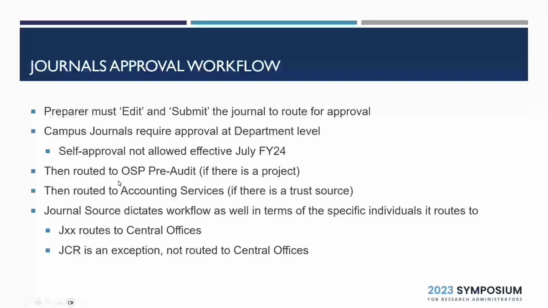Then, if there's a project, it will route to OSP for approval. And if there's a trust source, it will route to accounting services for approval. The journal source dictates the workflow as well in terms of the specific individuals it will route to. Those journals starting with J route to the central office, except for JCR, which are not routed to central office for approval.